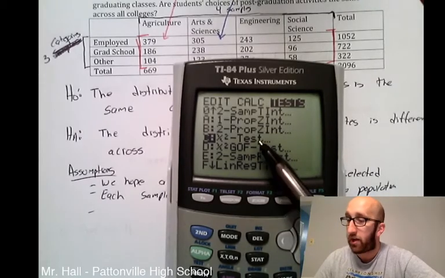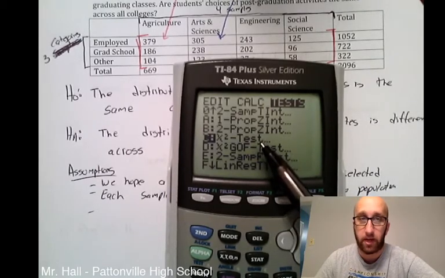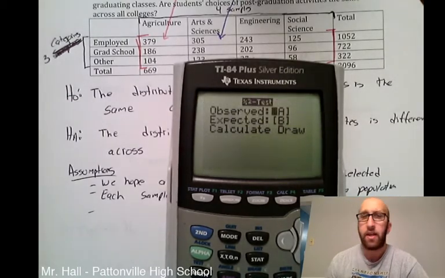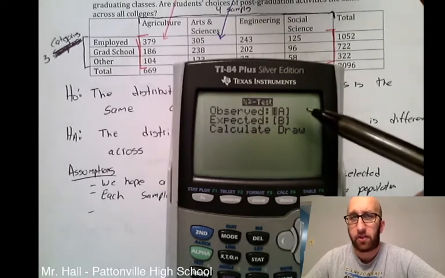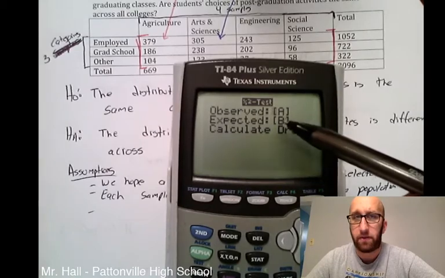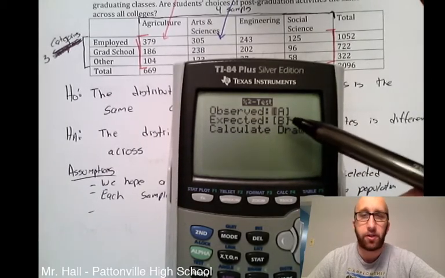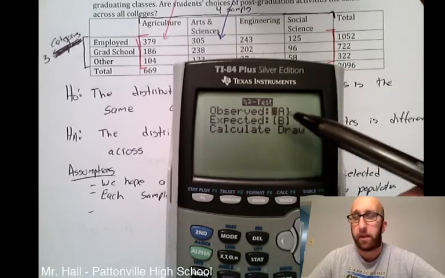We're going to use this one for homogeneity, which is what I'm doing right now, and independence, which we'll do later. It's going to ask you for a few things. It's going to ask for the observed values, the expected values, and you're going to calculate. What these are right here are matrices. So these are matrices.